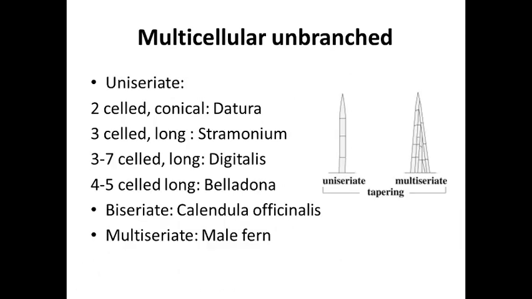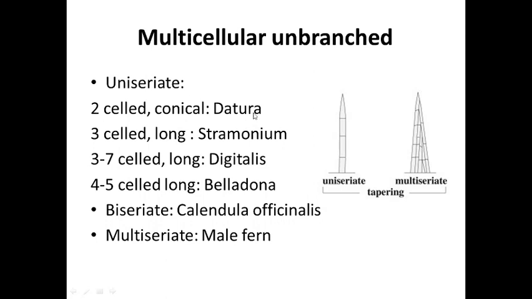Next, the multicellular unbranched covering trichomes. These contain more than one cell, but they are unbranched trichomes. These are either single or multiple layer trichomes without branching. So they are divided into different types like uniseriate, biseriate and multiseriate.